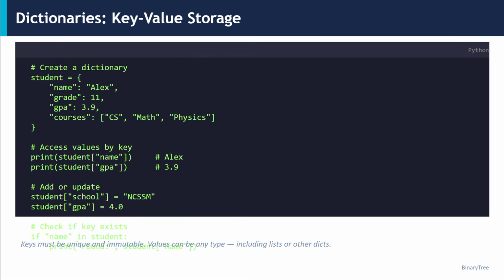On screen, a student's dictionary maps name to Alex, grade to 11, and so on. Instead of accessing by a number index, you can access by the key. Student name gives you Alex. You can add or update a value just by assigning it to a key, and you can check whether a key exists with the in keyword. Keys must be unique and unchangeable, but the values can be anything, even lists or other dictionaries.